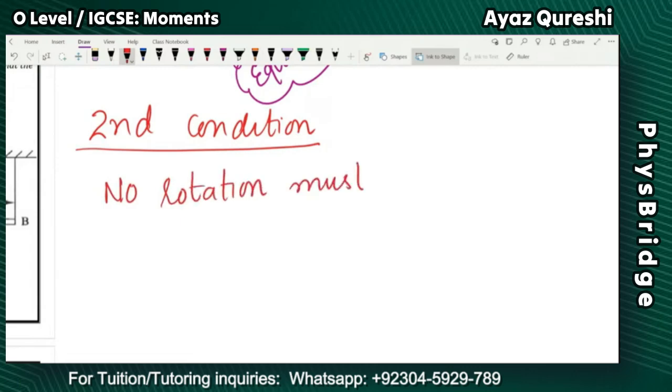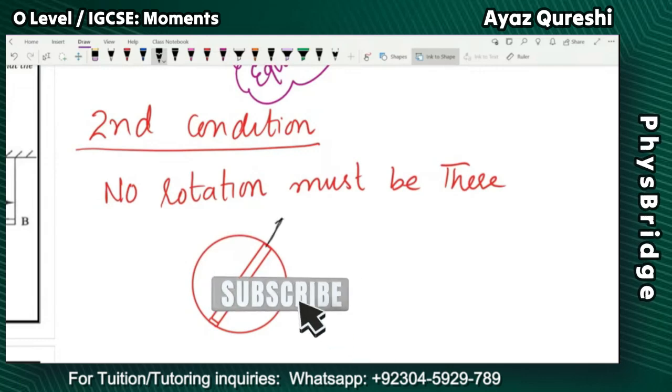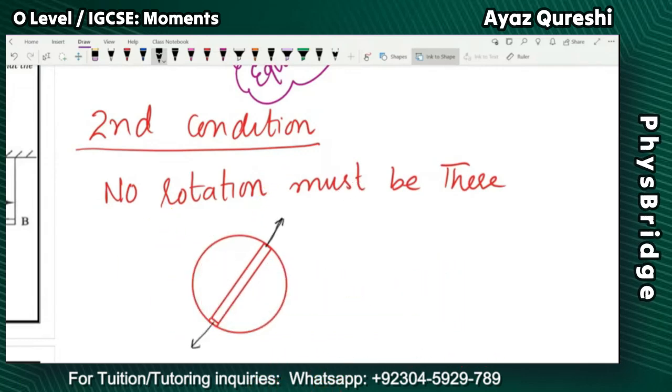If there is no rotation, the body is also called in equilibrium. Like if there is a block and a screw, or there is a turntable, and that turntable is under the circumstances of balanced forces. There the people are applying the force in such a way that the forces are balanced.